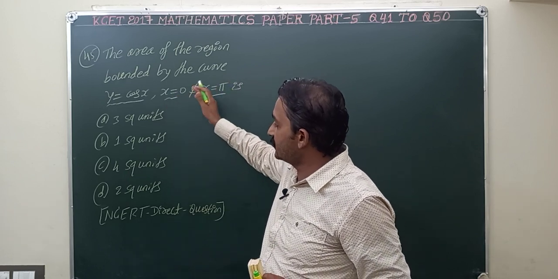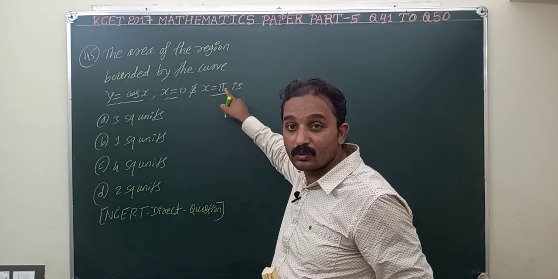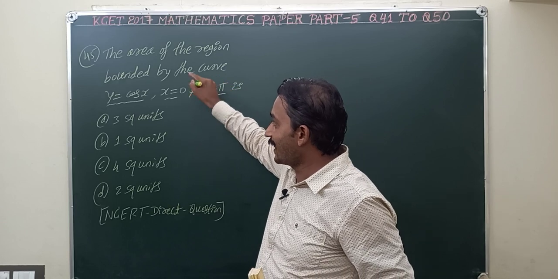Usually they ask this type of question in the theory examination. It carries 3 marks from 0 to 2 pi. Here in this case it is 0 to pi, but here in this case it carries 1 mark.